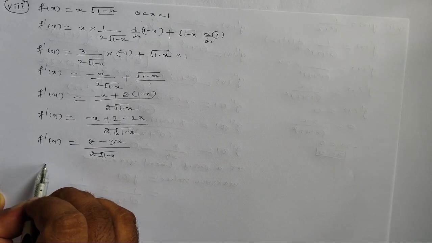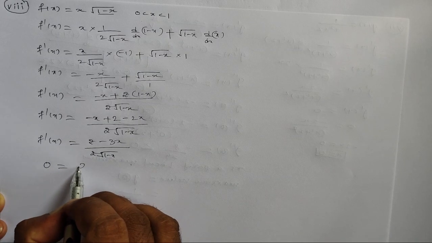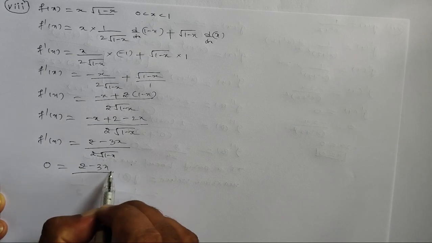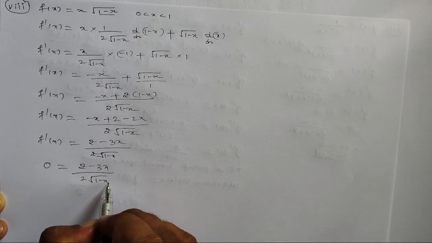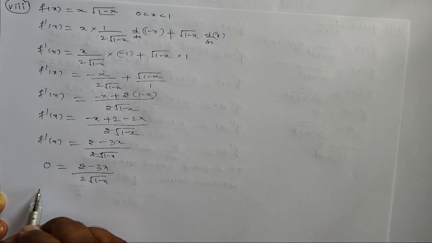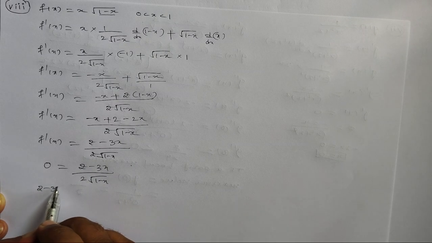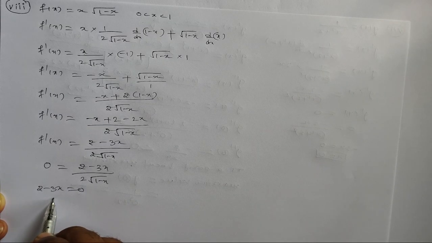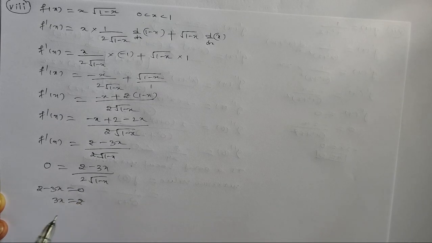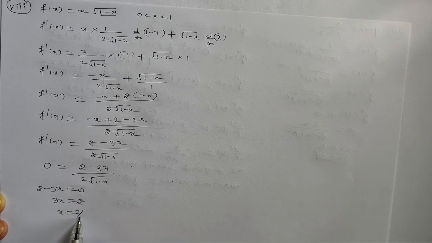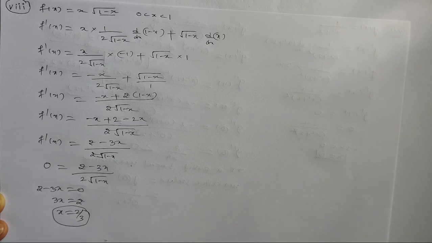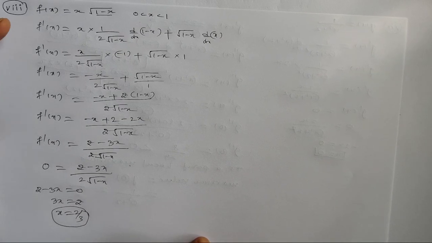So next, f dash of x is equal to 0, so 0 is equal to 2 minus 3x divided by 2 root 1 minus x. Cross multiply this one, that becomes 2 minus 3x is equal to 0, then 3x is equal to 2, so x is equal to 2 by 3. So 2 by 3 is less than 1, right? The x value is 2 by 3.